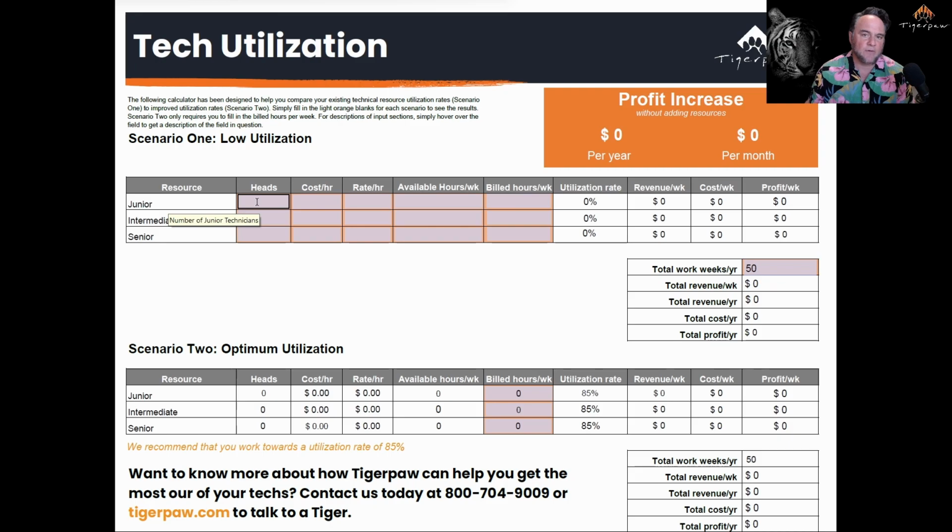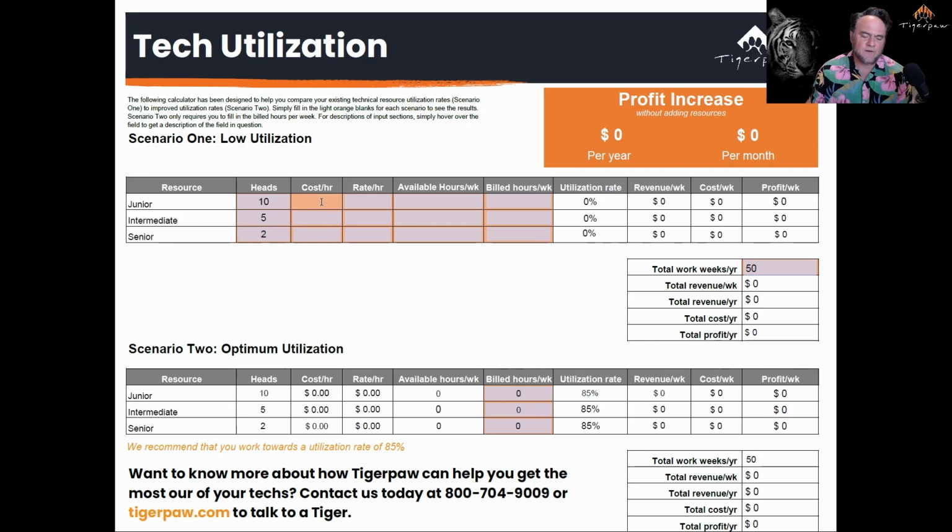And as you hover over a cell, you can see that it actually does give you some tips. So I can see the number of junior technicians is what I'm looking for here. I'm going to say for this organization that I've probably got 10 of those. And so I'm going to input the information here for 10 junior technicians. Then for intermediate, maybe we've got 5 of those folks with a little more technical knowledge. And for our senior group, the most expensive ones, we probably have 2.